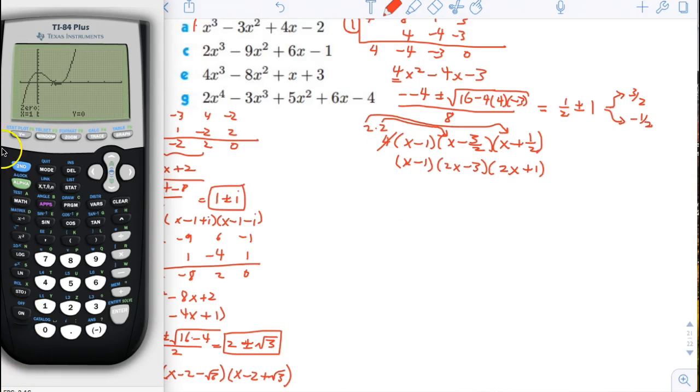Let's do g. So we got a quartic: 2x to the fourth minus 3x squared minus 3x cubed plus 5x squared plus 6x minus 4.